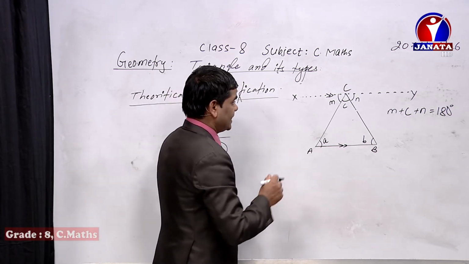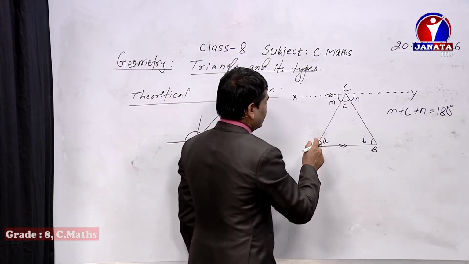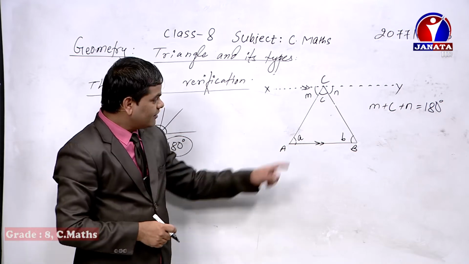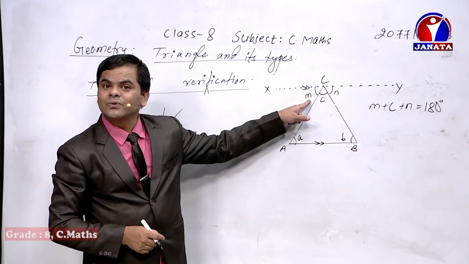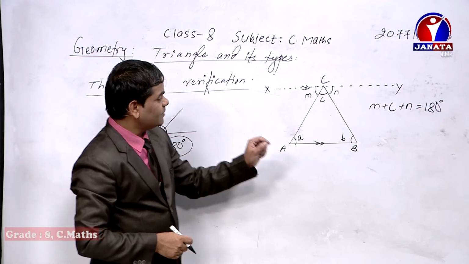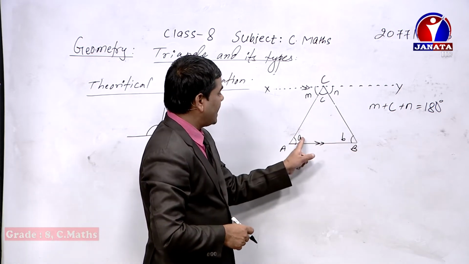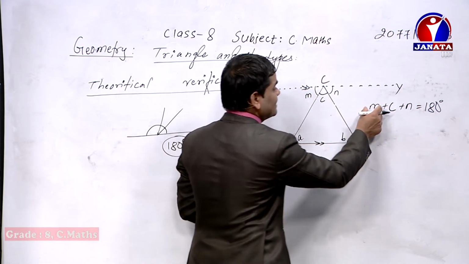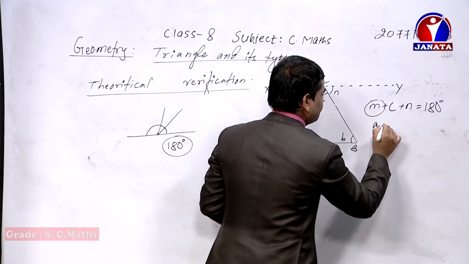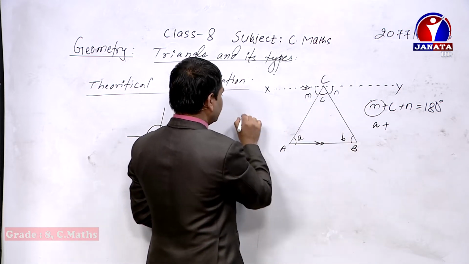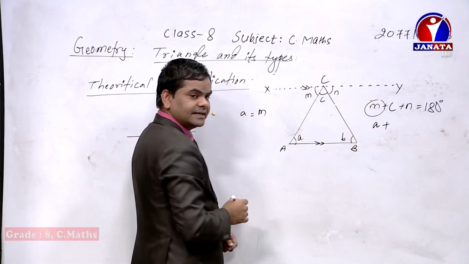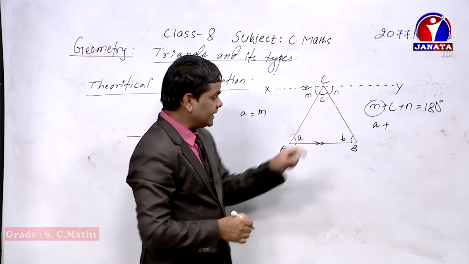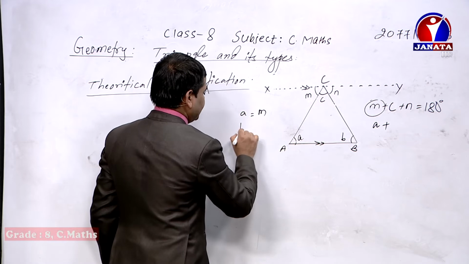And then, dear student, now we know, what about this? They are interior alternate angles, isn't it? Angle A and angle M are equal to each other. So in the place of M, as the values of A and M are equal, being interior alternate angles, we can replace M with A, because A equals M, isn't it? Now similarly, B equals N, interior alternate angles, so B equals N.